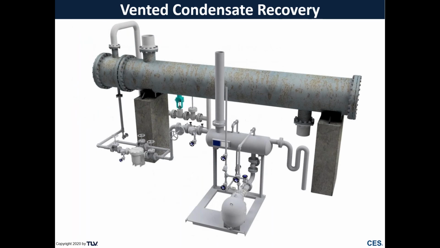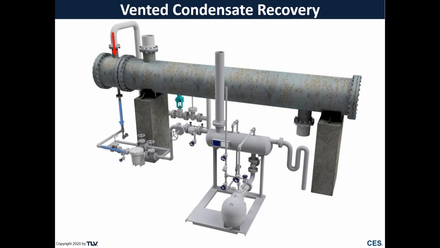So let's take an up-close look at an example of an installation that would result in vented flash steam. This really is no different than some of the examples that Drew showed earlier, just with a bit more detail. We start by bringing our steam into our heat exchanger, which is going to give off energy to our process flow, whatever it might be, which in this case is on the shell side of our heat exchanger.